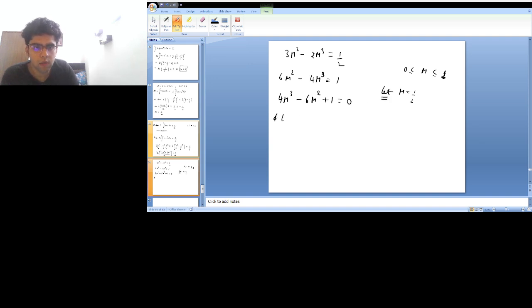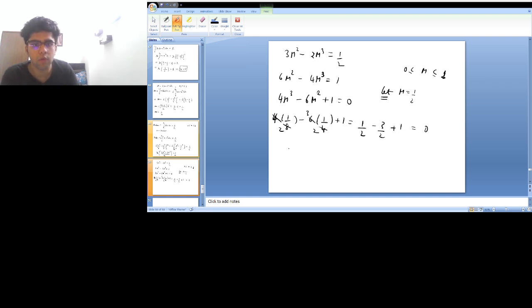So this gives me 4 into 1 by 2 cube, the cube of 1 by 2 becomes 1 by 8, minus 6 into 1 by 4, the square of 1 by 2, plus 1 is equal to 0. I need to check if it's equal to 0. So this becomes 1 by 2, 2 3s are 6, 2 2s are 4, so this becomes half minus 3 by 2 plus 1, and 1 plus half is 3 by 2, so this becomes 0.